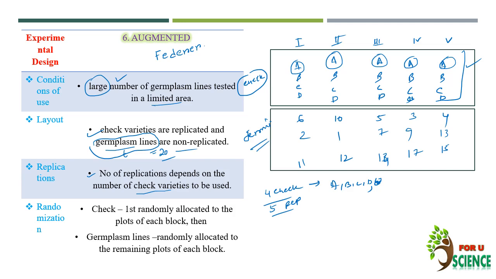Then we have discussed the randomization. The checks are first randomly allocated to the plots in each block, and then the germplasm lines are randomly allocated in the remaining plots in each block. They are not replicated. Okay.